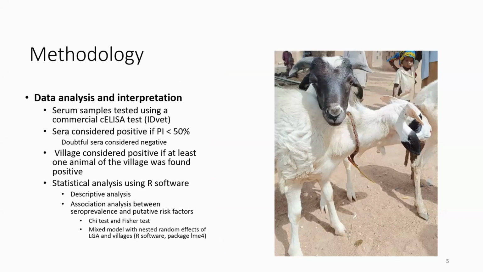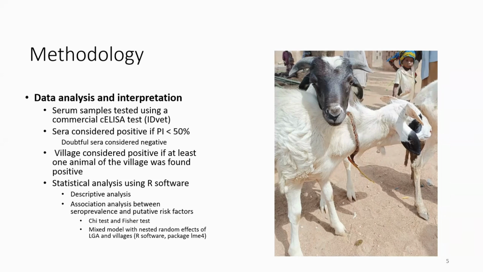We went ahead to test the samples we collected. We used ELISA, that's competitive ELISA, to test for the positivity of PPR, and percentage inhibition of less than 50 was considered positive, while doubtful and anything greater than 50% was considered negative. And we also categorized a village as positive if at least 1 animal was found positive.